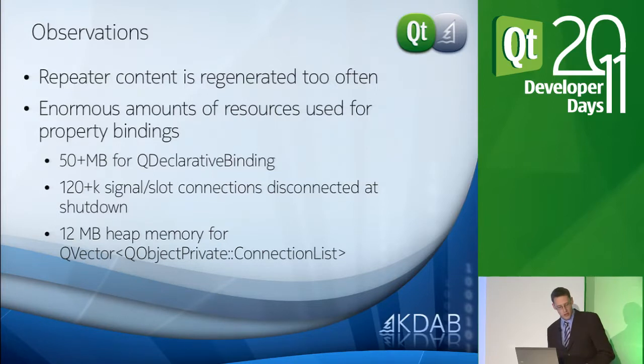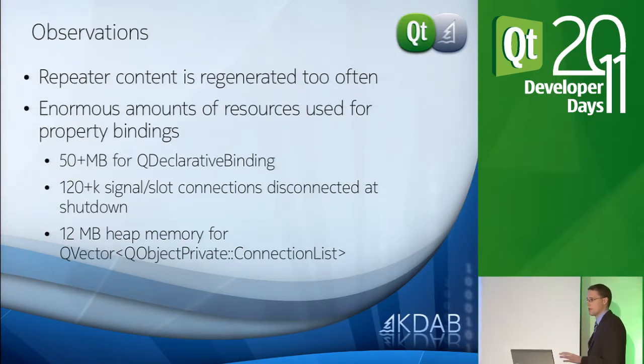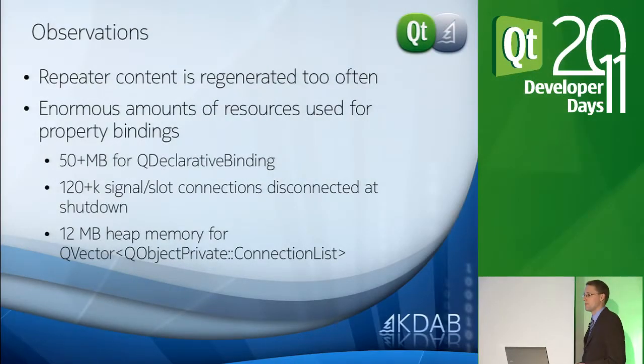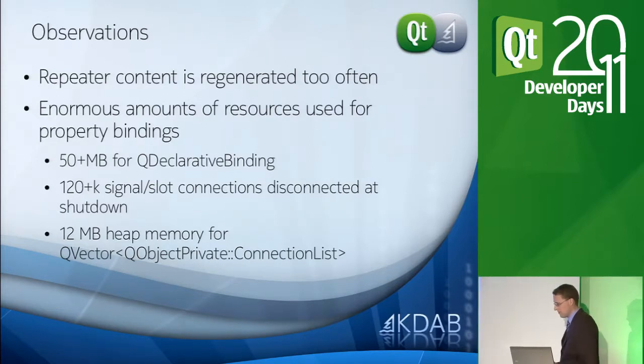We'll see details on how binding works in a second, but they heavily rely on signal slots. So that kind of explains why we have these enormous memory structures for signal slots. And looking at the output there, we see that we have about 120,000 signal slot connections. So for 3,500 rectangles, something is clearly wrong there. And it points to bindings. So we'll have to look at that in a bit more detail.